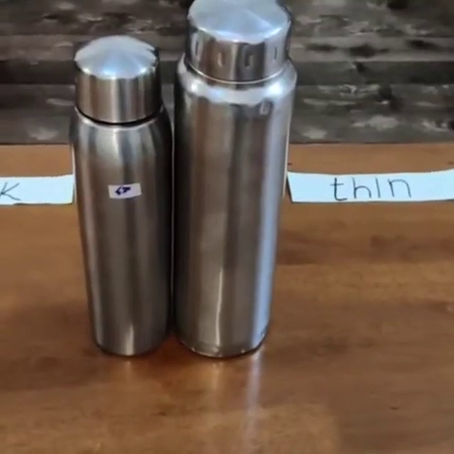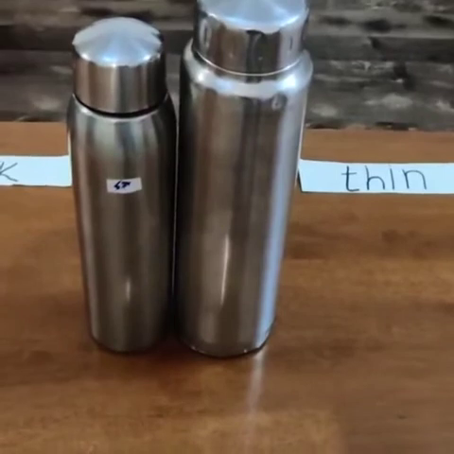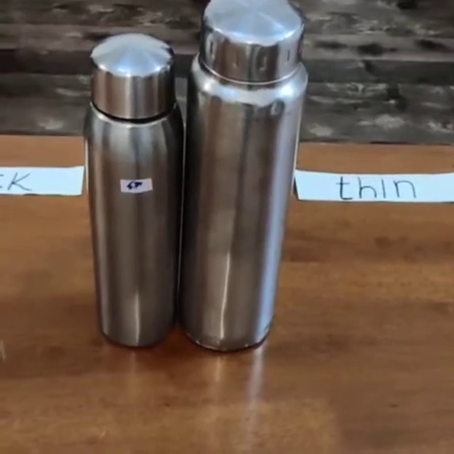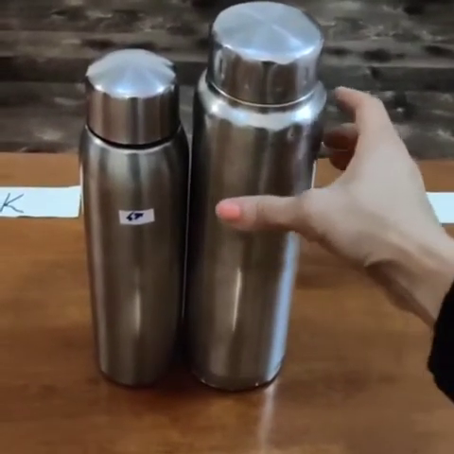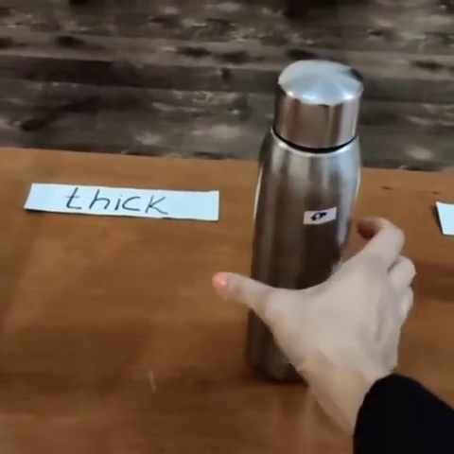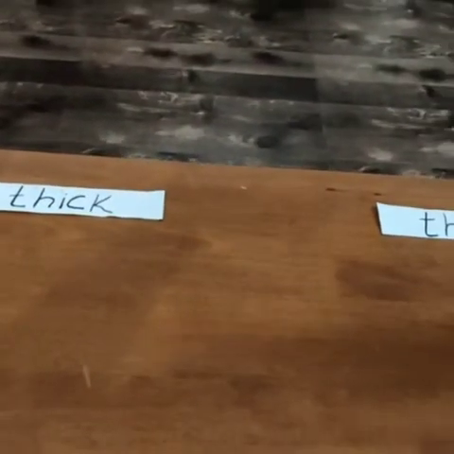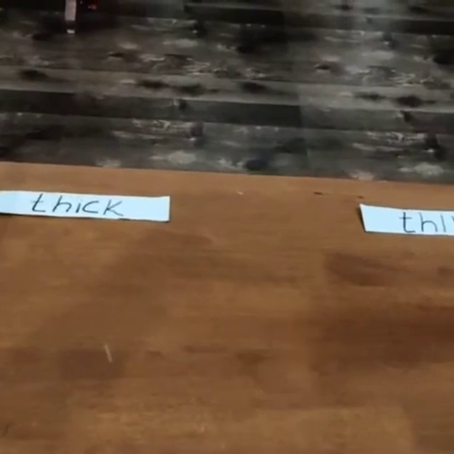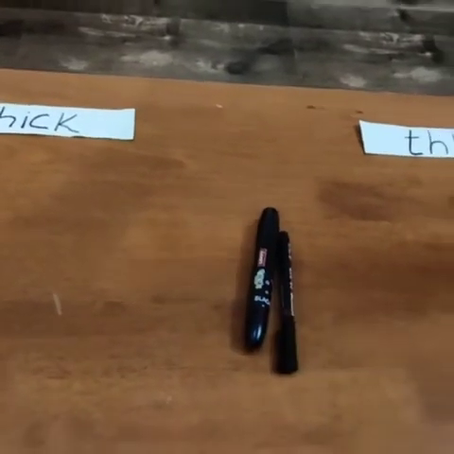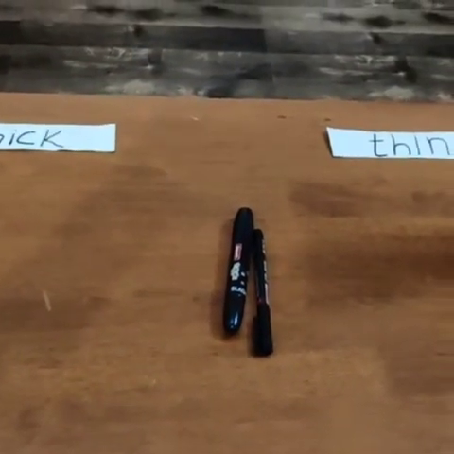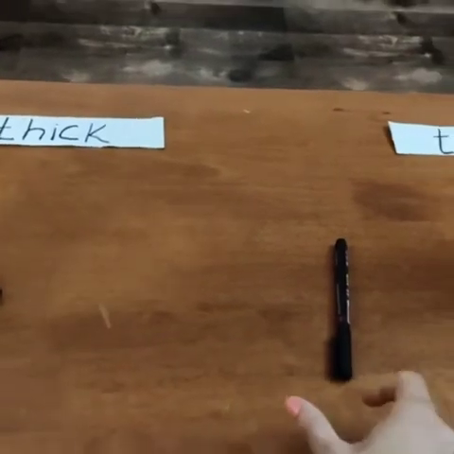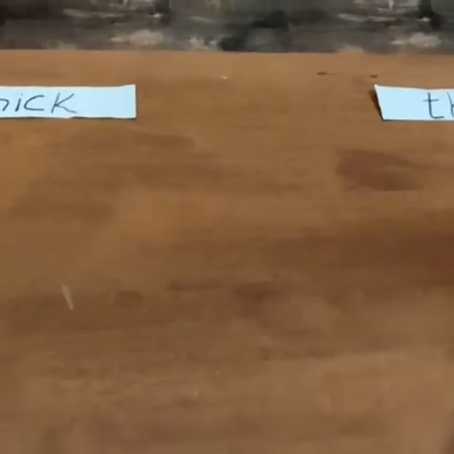Now children, you have to help me sort these objects. Can you tell me which one is thick and which bottle is thin? See carefully. Yes, this bottle is thick. So we'll place it here. And this bottle is thin. So we'll place it here. Thick and thin. Now let's see which other objects we have. Okay, we have two marker pens and you have to tell me which one is thick and which one is thin. Correct. This is thick, so we'll place it here and this is thin, so we'll place it here.